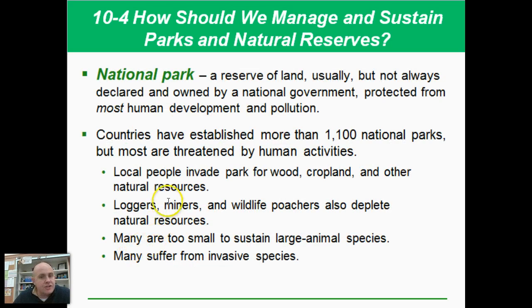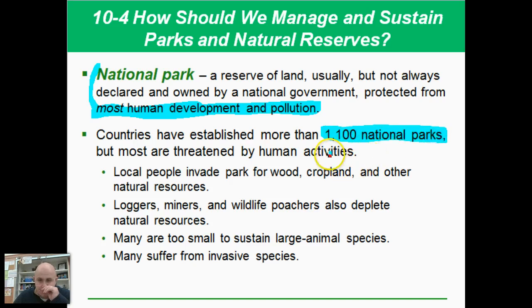And so national parks were established a long time ago, and their goal is right here listed for us. A reserve of land, usually but not always, declared and owned by the national government and protected from most human development and pollution. So that's what a national park's there for, is to greatly limit human activity. In some cases, conservation, in some cases, preservation. And countries around the world now have established national parks. 1,100 of them have been established. The first one was Yellowstone, of course, but we've established many, many since then.